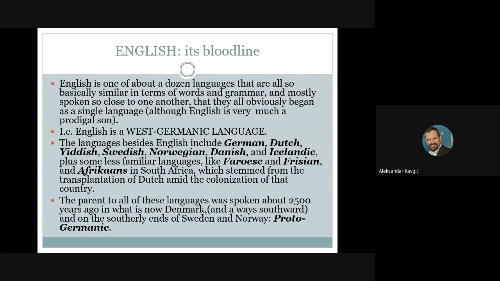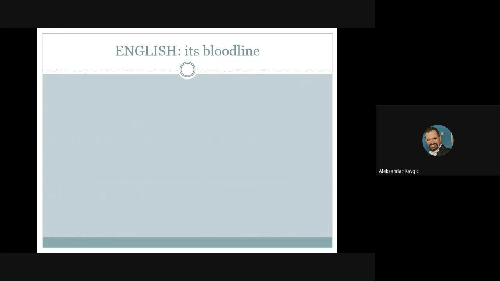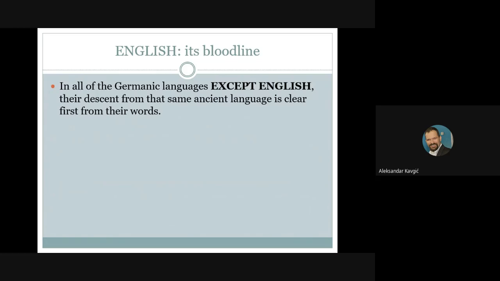It should be visible just as when you look at Russian and Serbian, or Polish and Slovenian and Serbian, that they are all Slavic languages with similar suffixes, similar words, etc. And in all of these languages, except English, you actually can see that. You can see that they are very similar. It's clear first from their words.